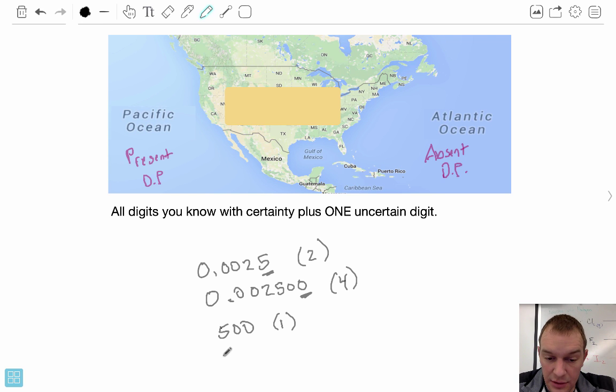And then finally, we could look at 500.000. Decimal point present again this time, so start with the first non-zero on the Pacific side. Over here, 1, 2, 3, 4, 5, 6. We can see that there are 6 significant digits in this value. This can apply to any number of circumstances. It applies to any number.